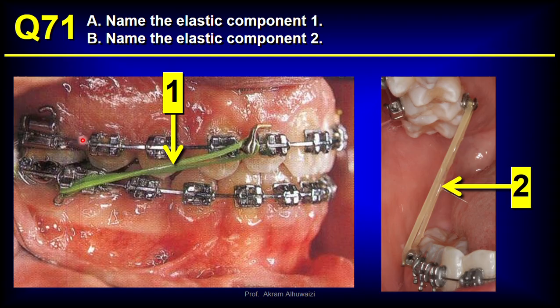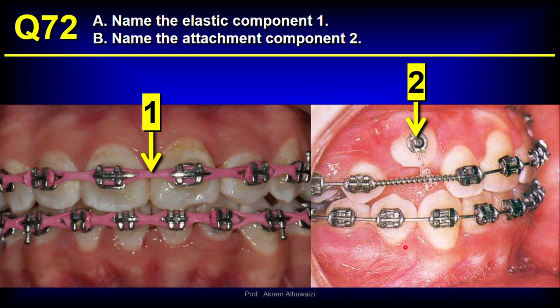Name the elastic components. 1 is an intermaxillary elastic and 2 is a cross elastic. Name the elastic components. 1 is a power chain or an elastic chain, and name the attachment component. 2, it's a button.